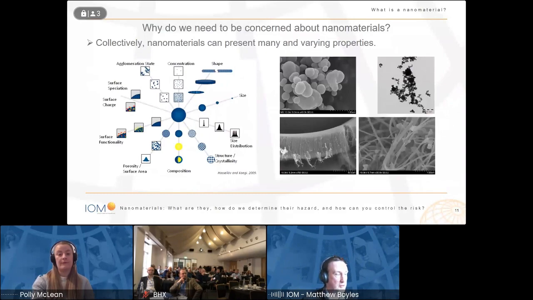So we study these a lot, and myself, I look largely at toxicology, while my colleague Polly works a lot on exposure and measuring these materials in the workplace. And Polly will go on now to talk about the different methods that we use to measure and assess these in industry settings.